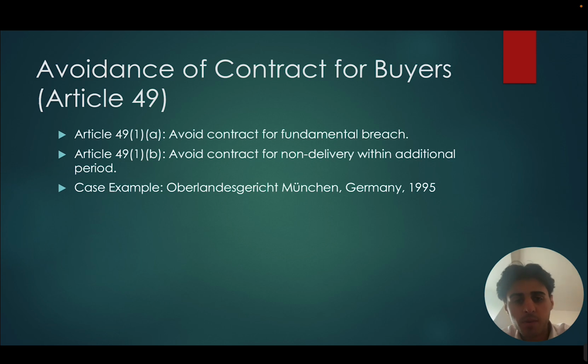An example would be the Oberlandesgericht in München. This case was in Germany in 1995, where the court upheld the buyer's right to avoid the contract due to the seller's fundamental breach by delivering non-conforming goods.